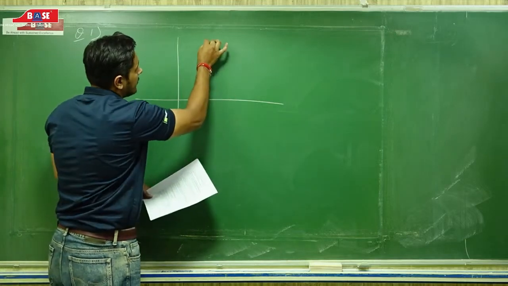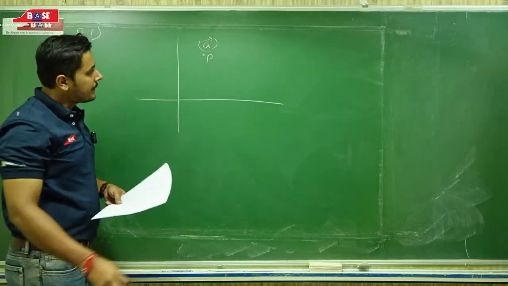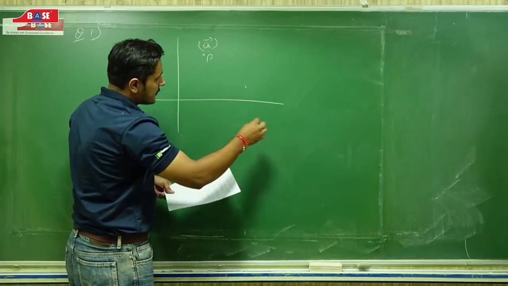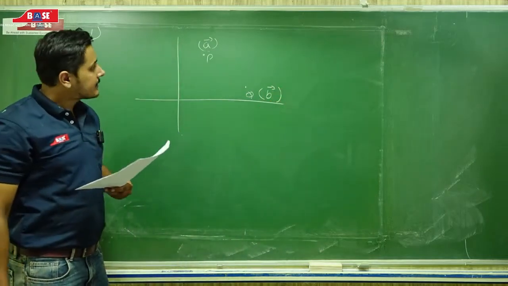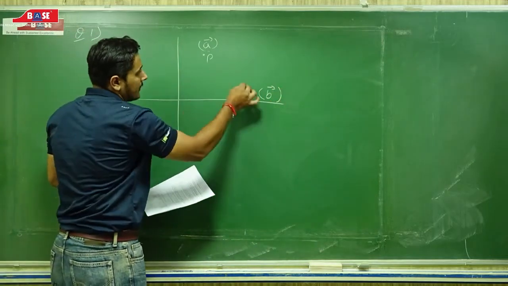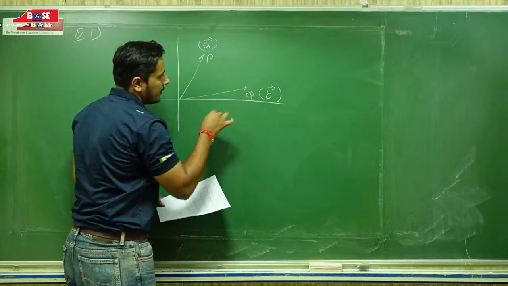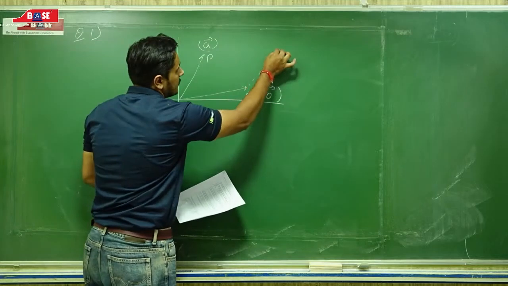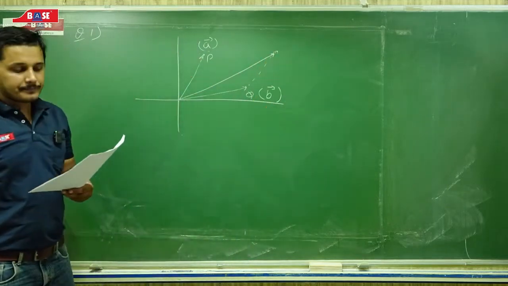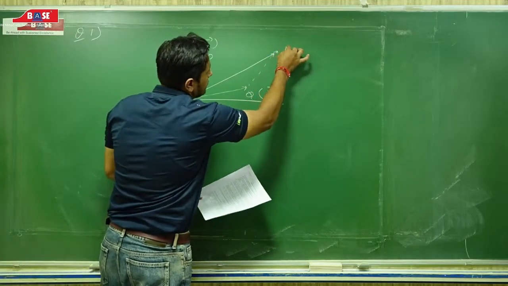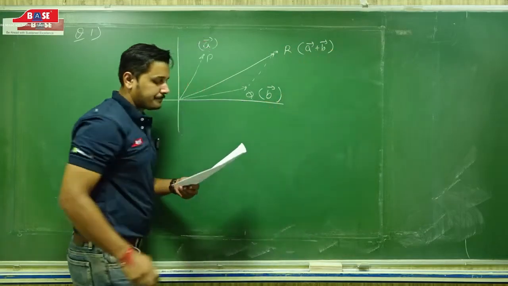a vector, so let me take this point a, the point is P, so the position vector is a. Next point is Q, and the position vector of Q is b vector, and their sum. So if I draw it like this is vector a, this is vector b, so their sum using vector law of addition, I can draw it like this. So this is vector r, which is a plus b vector.